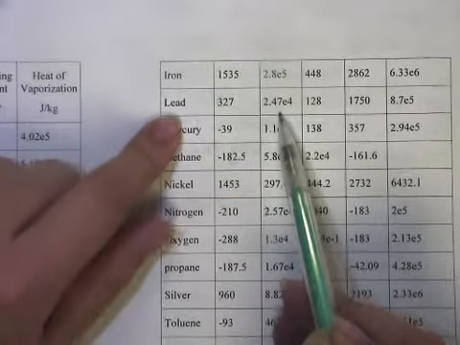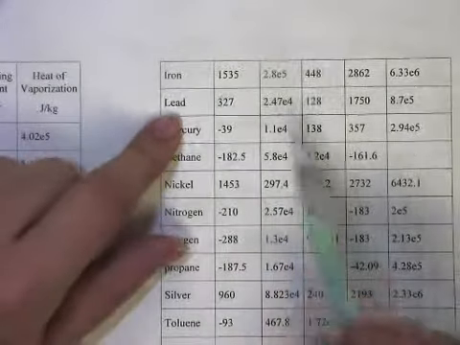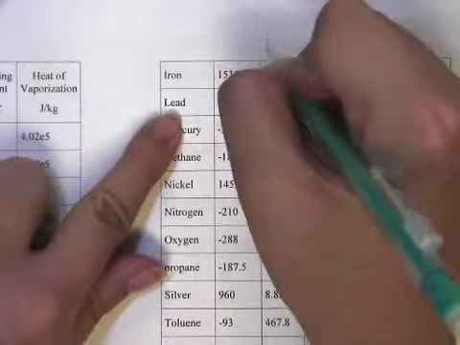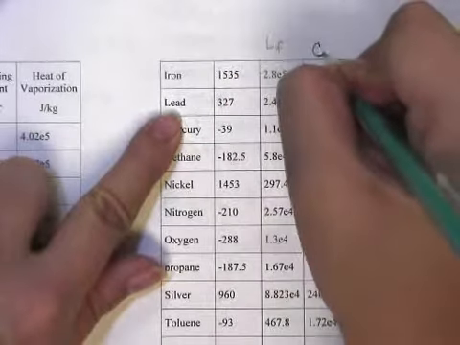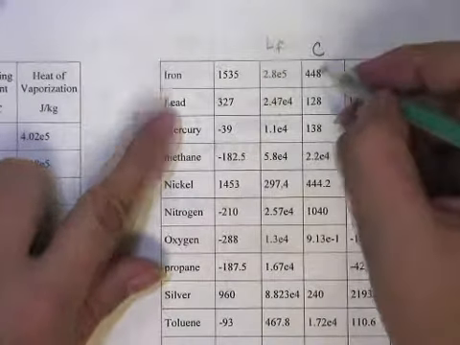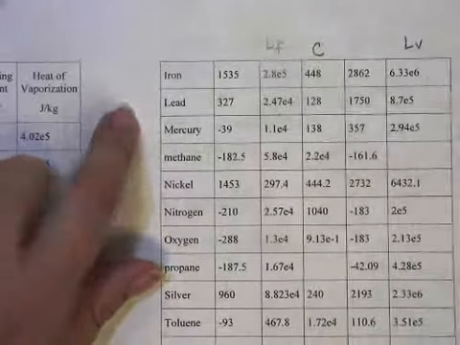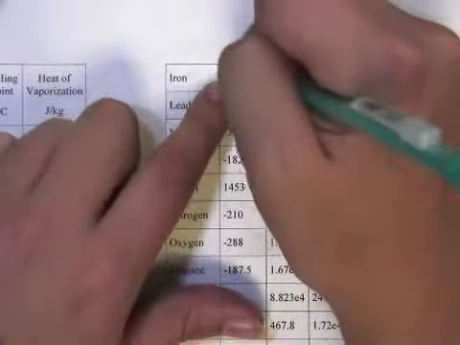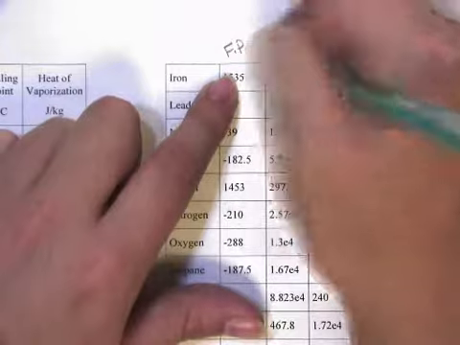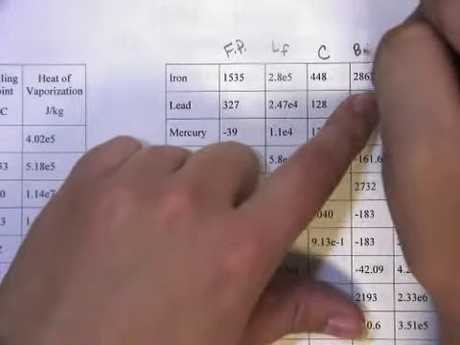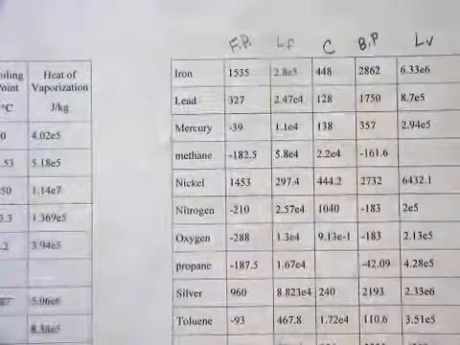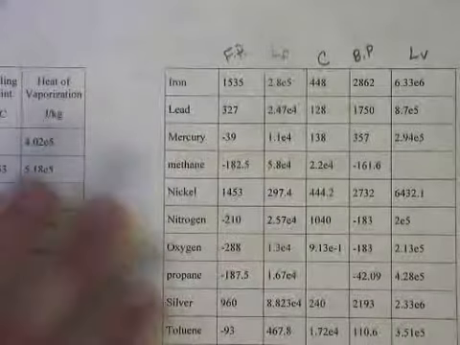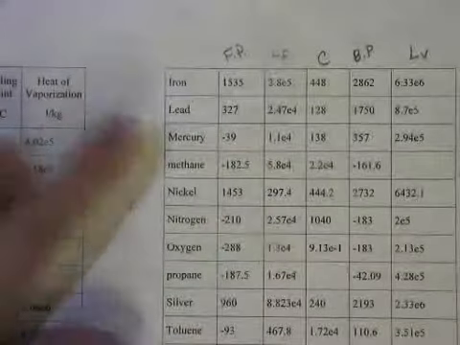And we're going to move over to the second column, and that's my heat of fusion for lead. What I would do if I were you, just to be safe, is label LF, C for specific heat, and LV on this side, that's your heat of vaporization. This is the freezing point, so I'm going to call this FP. This is the boiling point, so I'm going to call this BP. Just to remind myself of where everything is on this chart.